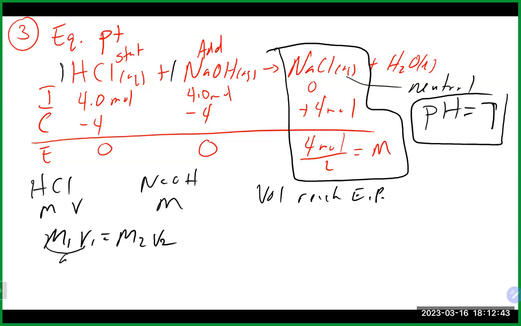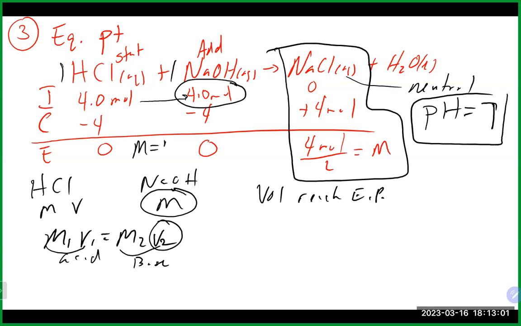M1V1 could be your acid, this could be your base, and you could solve for the volume. Another way that you could do it is, well, you know that the moles of this should be 4 in this case. So you'll know what the mole should be. You also know the molarity of the base. So you could use molarity as moles per liter and solve for liters as well. So that's another way that you could figure it out.